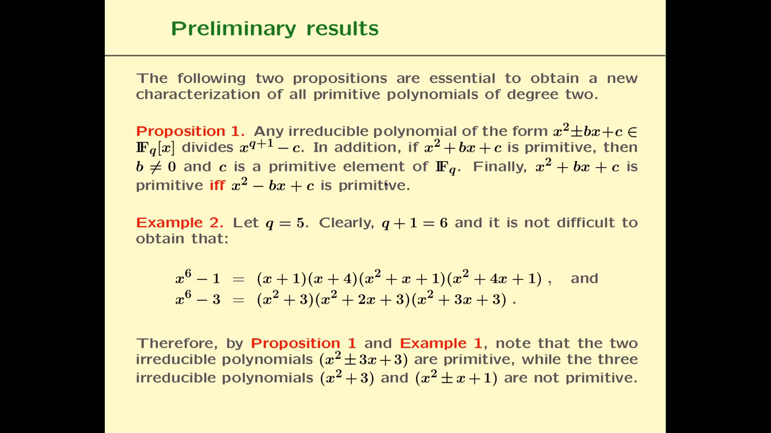Let's see an example. We take q equal to 5 and clearly q + 1 is equal to 6. It is not difficult to obtain that x^6 - 1 can be factorized in this way, while x^6 - 3 can be factorized in this other way. Therefore, by Proposition 1 and Example 1, observe that these two polynomials are primitive, while these other three irreducible polynomials are not primitive.